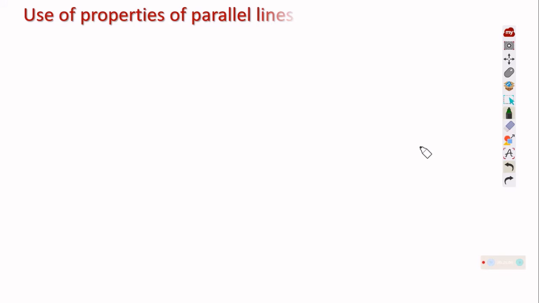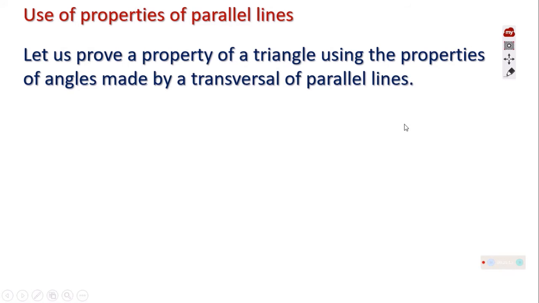Use of properties of parallel lines is the next topic. Let us prove a property of a triangle using the properties of angles made by a transversal of parallel lines. How can we prove that? Properties of a triangle using the properties of angles made by a transversal of parallel lines.